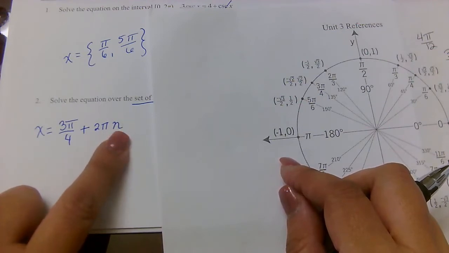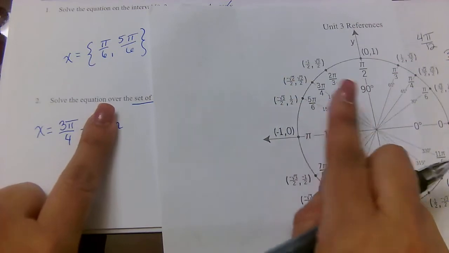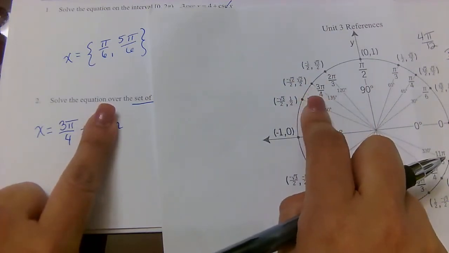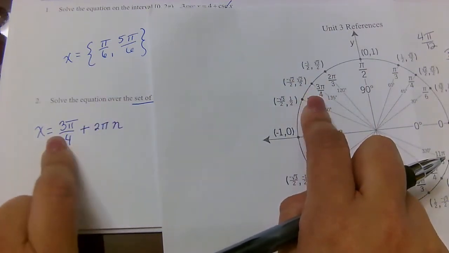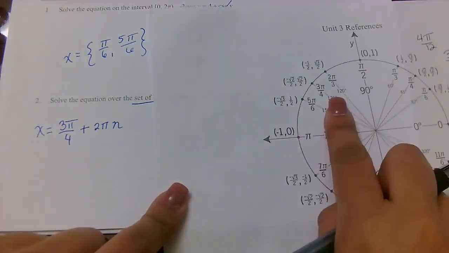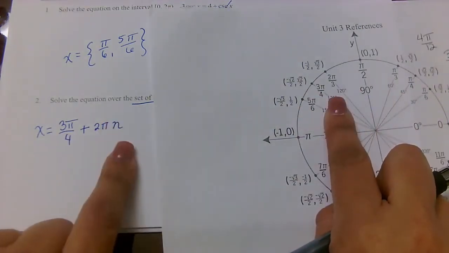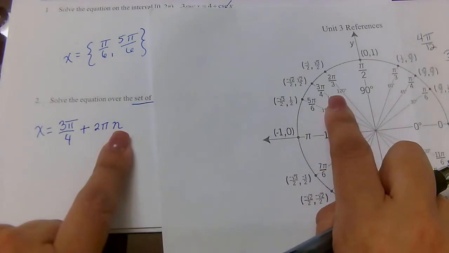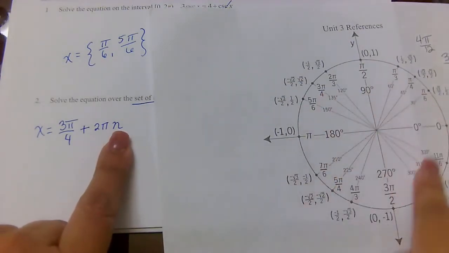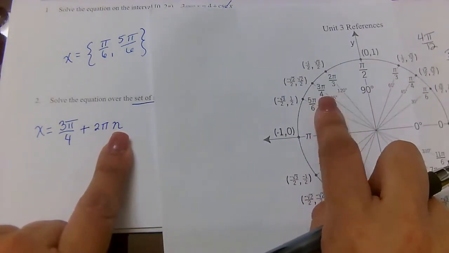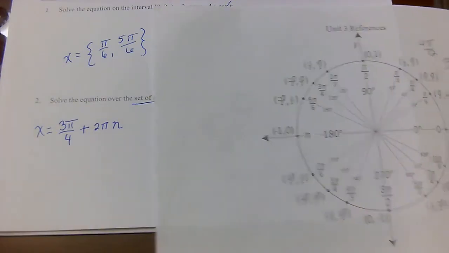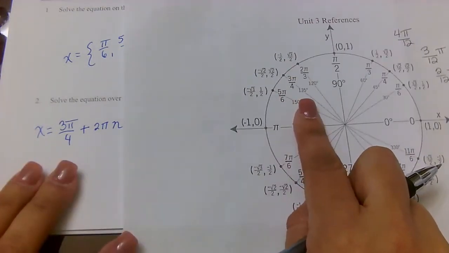So if n is 0, then the first answer would just be the 3 pi over 4. If n is 1, then we're saying 3 pi over 4 plus 1 full rotation. Okay? If we say n is negative 1, then we would say 3 pi over 4 minus 1 full rotation. Those are the same thing as your coterminal angles. Okay? This is only one solution though.